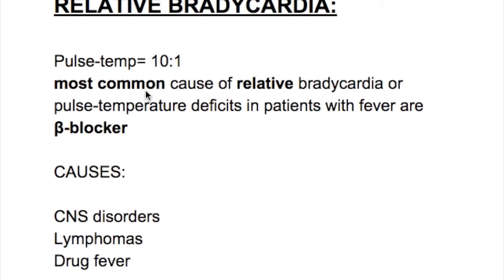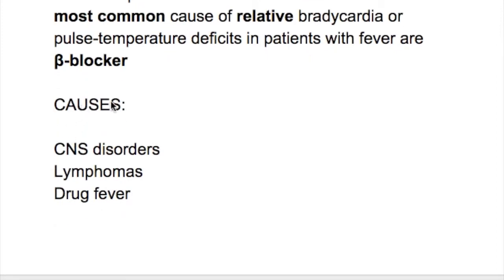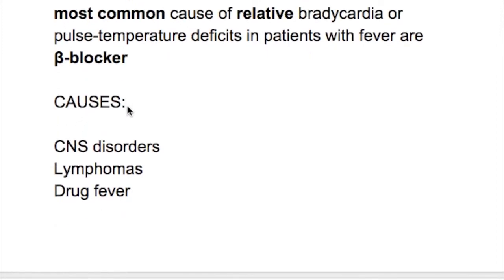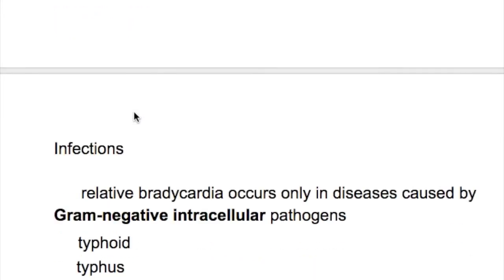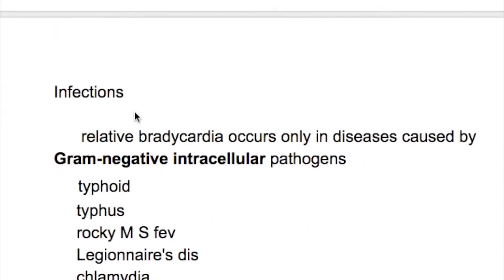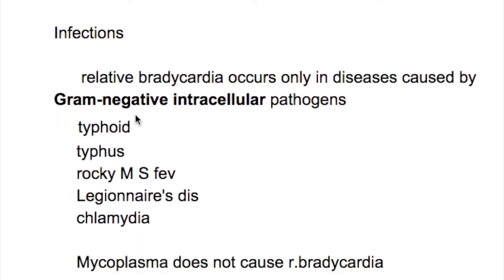And what is the most common cause of relative bradycardia? The most common cause of relative bradycardia is use of beta blocker drugs. The causes of relative bradycardia: CNS disorders, lymphoma, drug fever, infections. So which infection causes relative bradycardia?